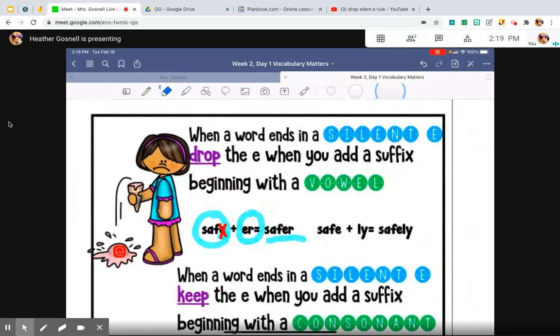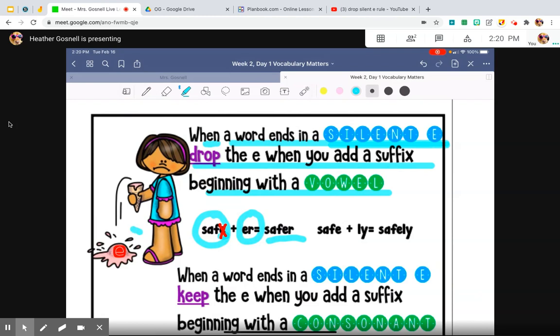So the rule is, when a word ends in a silent E, drop the silent E when you add a suffix beginning with a vowel. So if you are adding a vowel suffix to a base word with a silent E ending, you have to drop that E. You have to drop it.